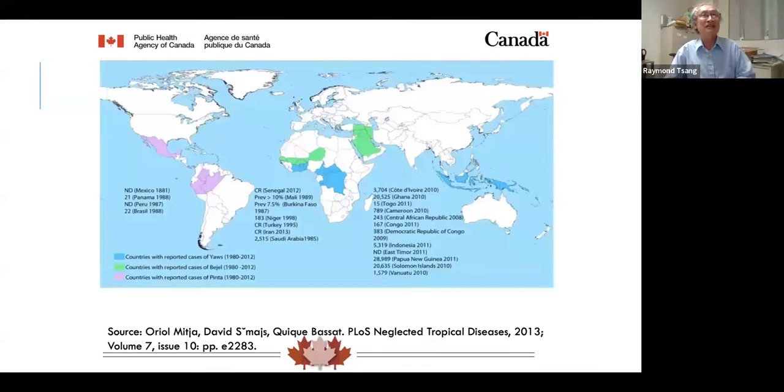This slide shows a map of the globe, and the part highlighted in purple on the left-hand side shows where pinta has been reported as of 2012. The part of the map highlighted in green shows where bejel has been reported, and the part colored in blue shows the equatorial countries where yaws have been reported.